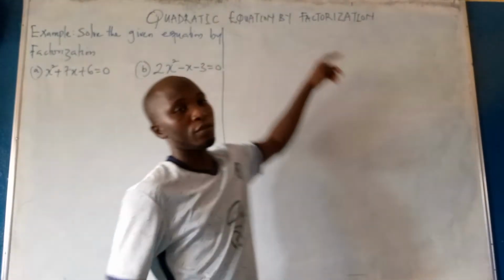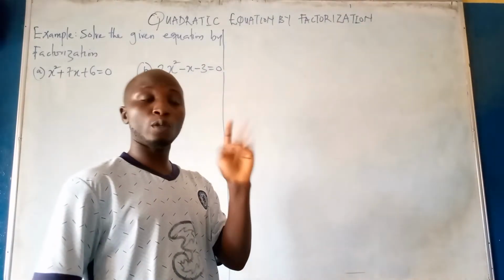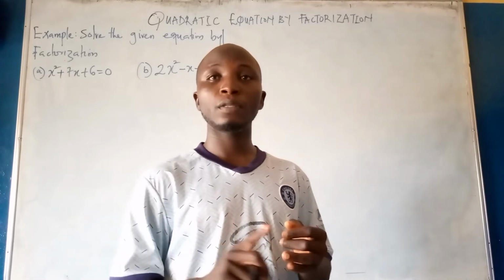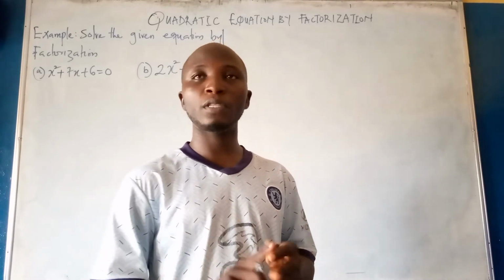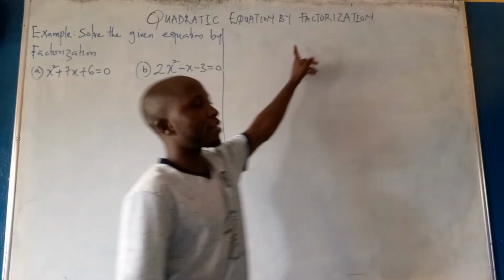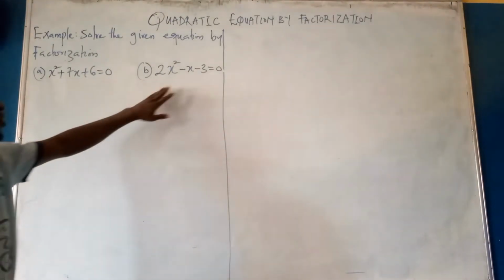Quadratic equation by factorization method. Like you already know, we have four different methods of solving quadratic equations: one, factorization method; two, quadratic formula method; three, completing the square method; and four, the graph method. But in this example, we're going to look at the factorization method. So we have two questions here.